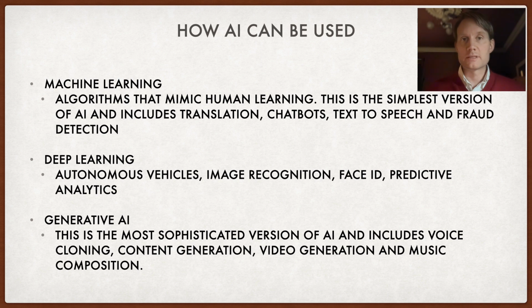So the first one we consider is machine learning. So these are algorithms that mimic human learning, and these are the simplest versions of AI, which include translation and chatbots, text-to-speech and fraud detection. Beyond that, we get to deep learning, which includes autonomous vehicles, image recognition, face ID, and predictive analytics. And finally, generative AI, which is the most sophisticated version of AI, and includes voice cloning, content generation, video generation, and music composition.